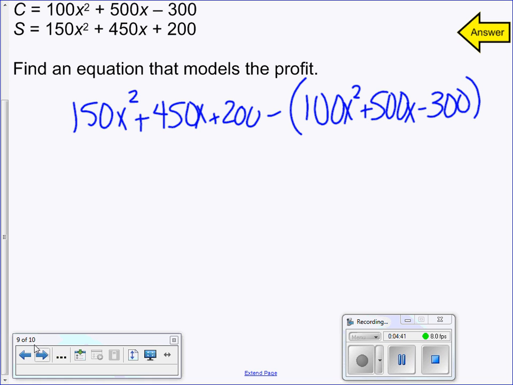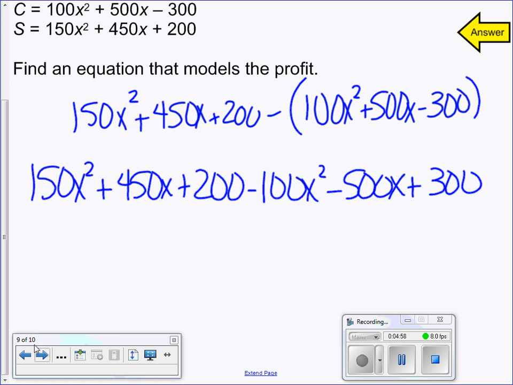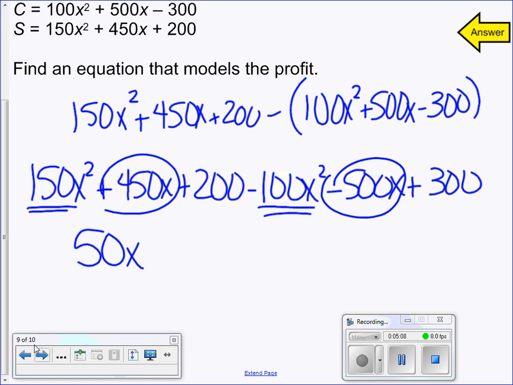So if we subtract that, it would be 150x squared plus 450x plus 200 minus 100x squared minus 500x plus 300. So if I add these together, 150 and negative 100, that would be 50x squared. Then I've got 450x and negative 500x. So that would be minus 50x. And then I've got 200 and 300, so that would be plus 500.